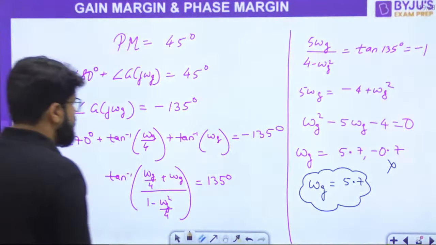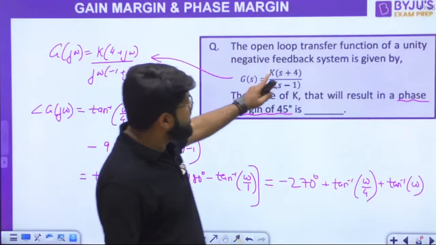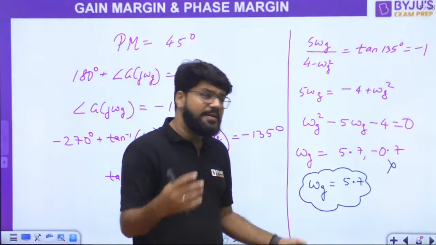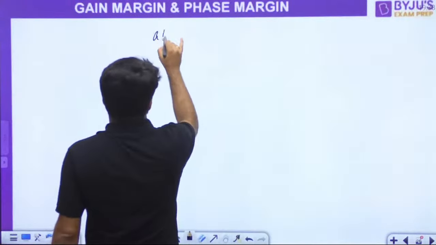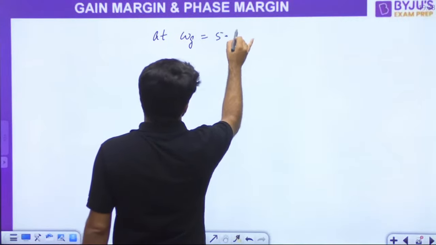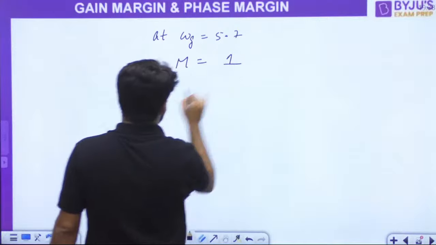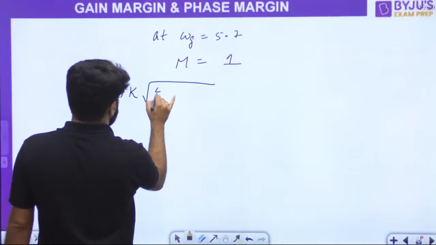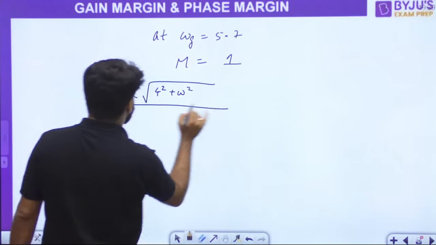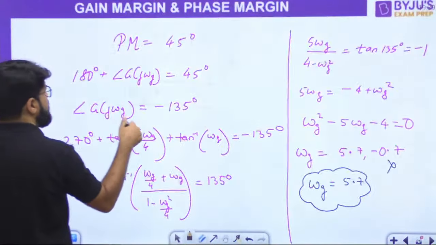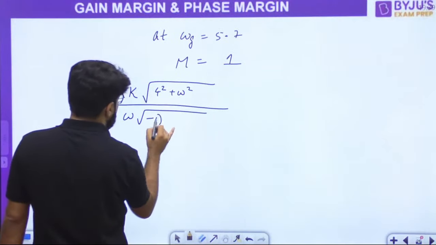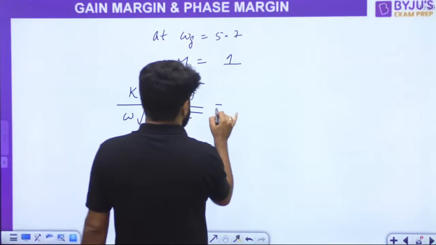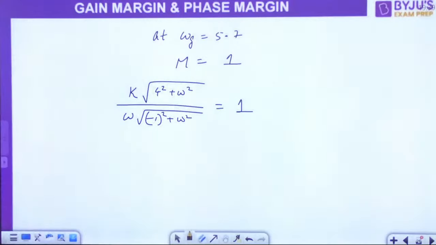Now, if ω_g is 5.7, I don't want ω_g, I ultimately want the value of K. This is the ω_g where the magnitude is 1. So at ω_g, which is 5.7, the magnitude of the system should be 1. Let me quickly write the magnitude: K times the root of 4 square plus ω square, divided by ω times the root of minus 1 square plus ω square. This should be equal to 1.